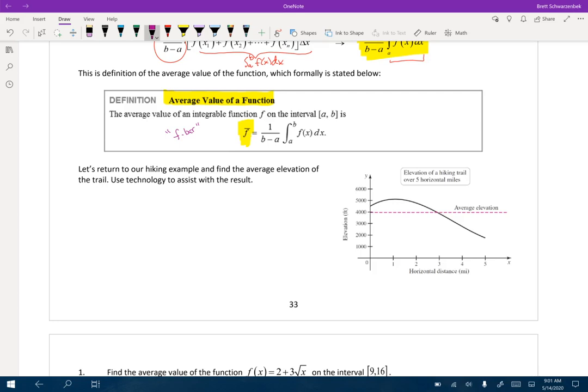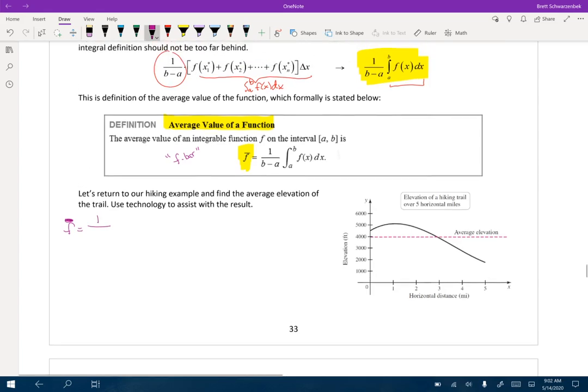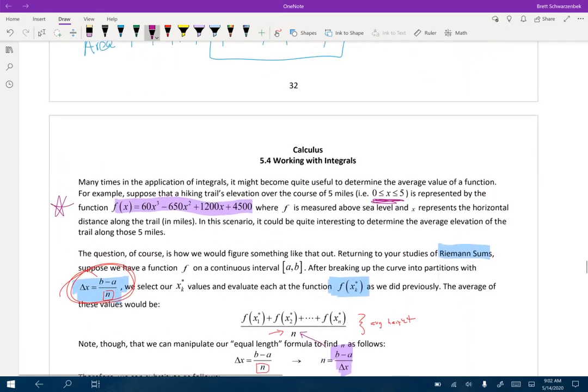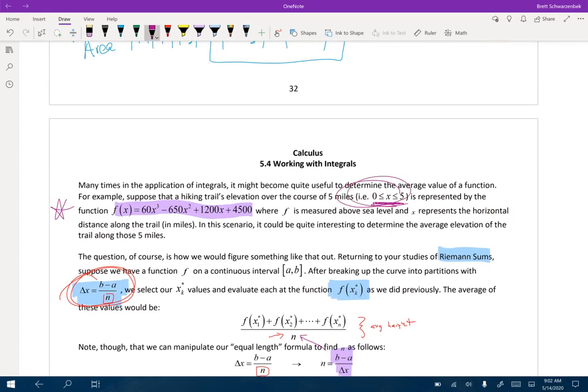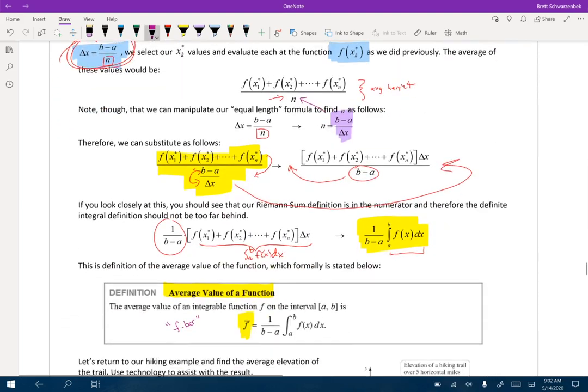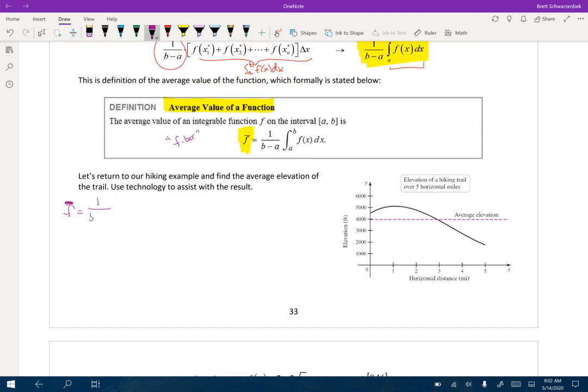So let's go to our hiking example. Our f bar for this example would be 1 over b minus a. Well, what is a and b in this problem? Real quick, we're going from 0 to 5, which is a and b. So we're doing 1 over 5 minus 0 times the integral 0 to 5.